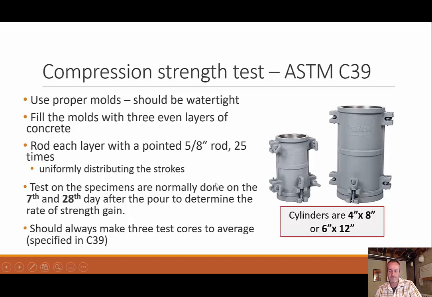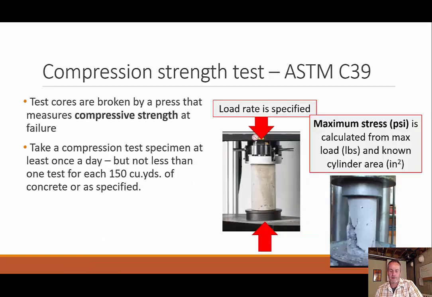And then we test our specimens. So then we let them cure, and then we test them after 7 and 28 days, which are the most common times. Sometimes it'll be a 1-day test too. And that'll determine that rate of strength gain, so we can see on the graph where we are at and how strong our concrete sample is. Here you can see the test sample being crushed in the testing machine.